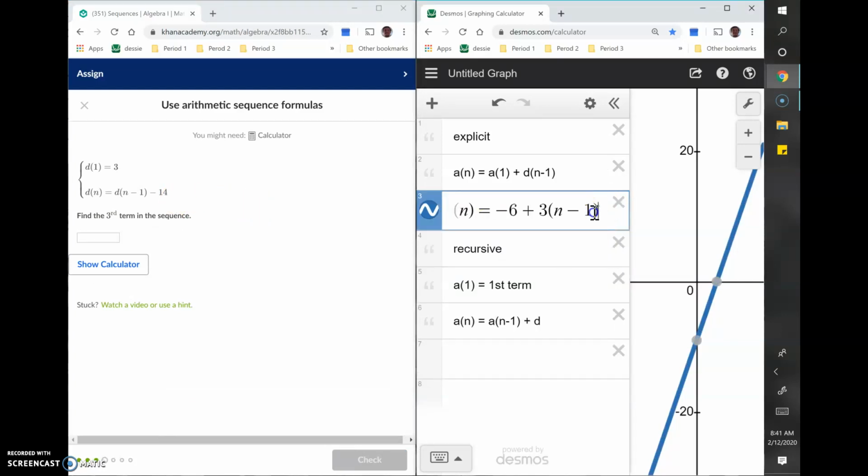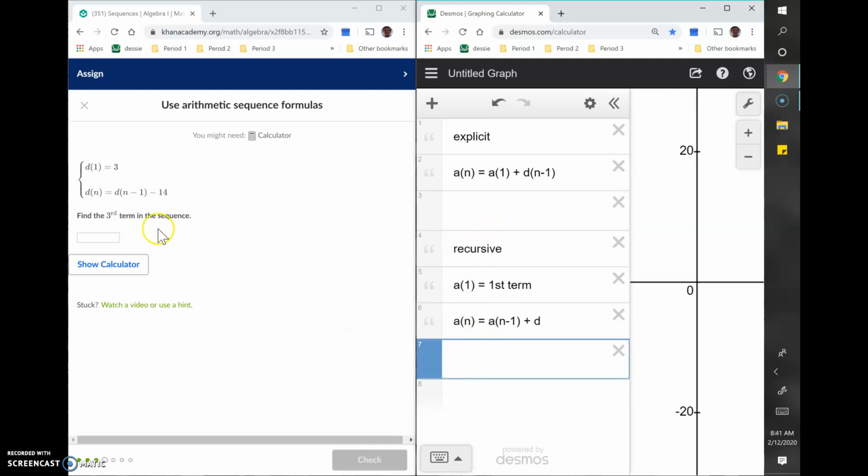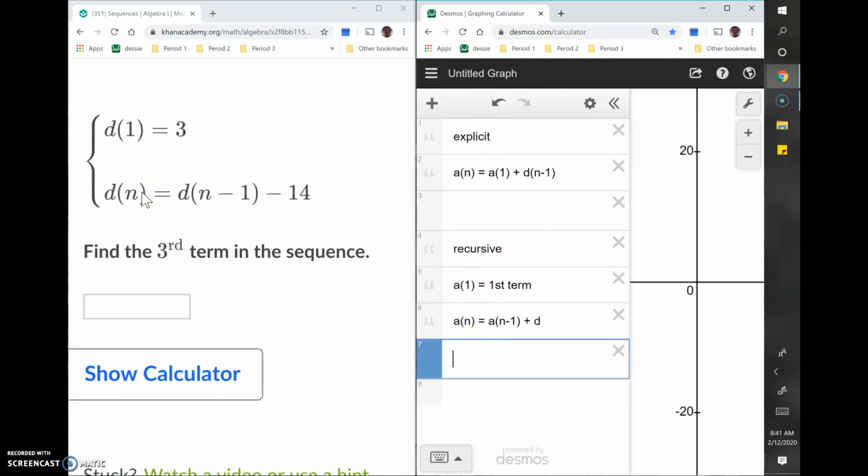Here I'm going to go ahead and erase this. So if I type in box number 3, it's obviously an explicit. If I type in box 7, it's recursive. You're looking here to see, is it explicit or is it recursive? If it's recursive, we've got a different strategy.